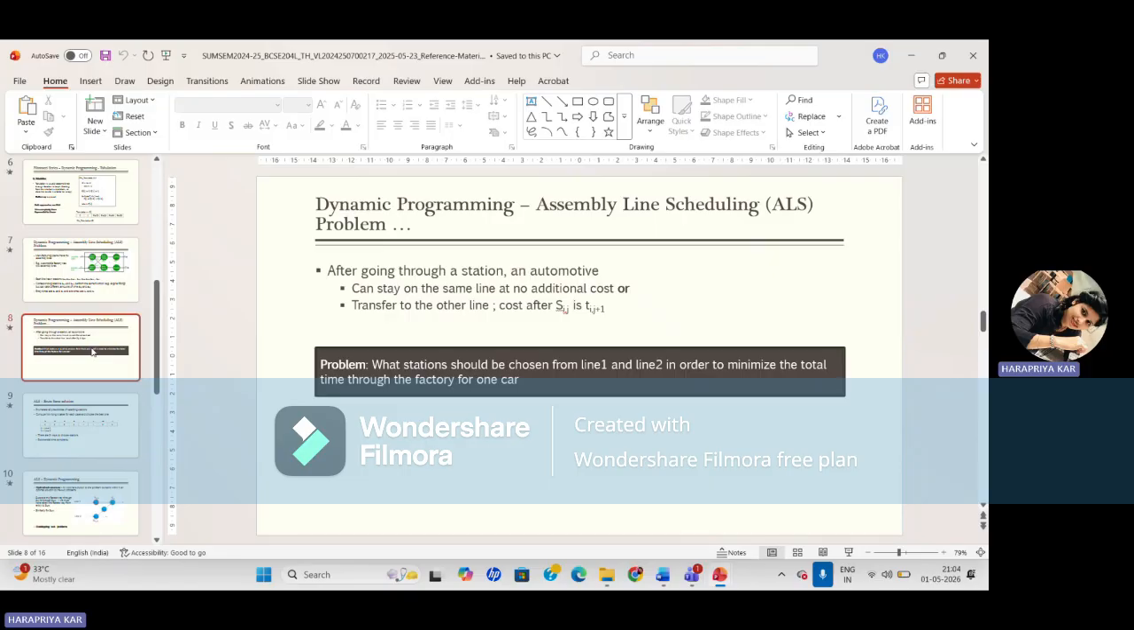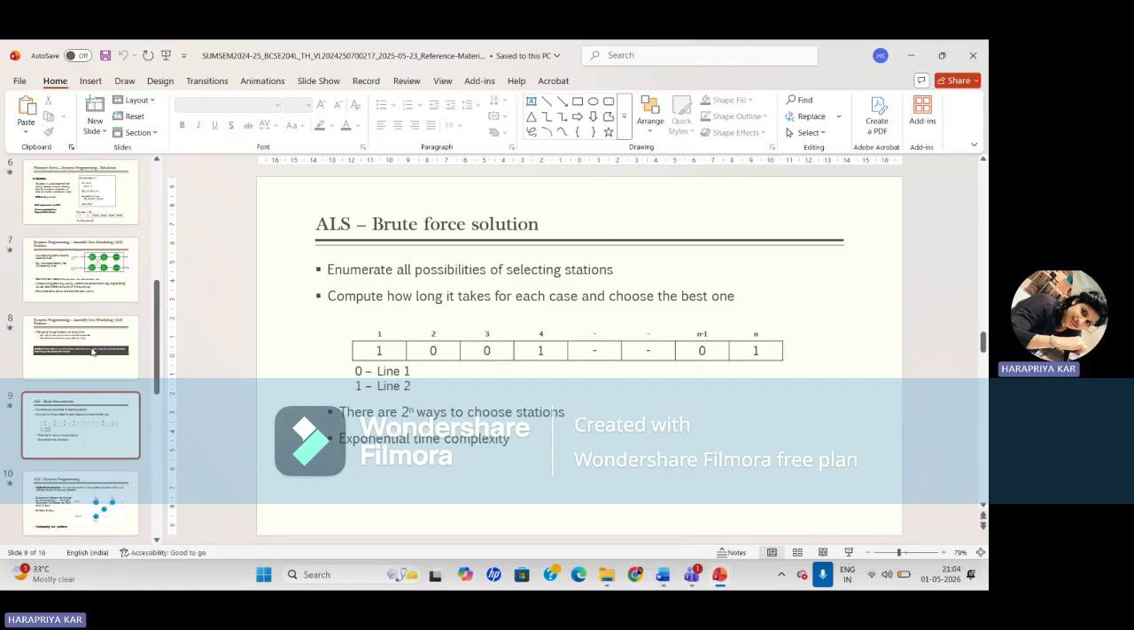Here you can see we enumerate all possibilities of selecting stations. We have to check all the possibilities, because here S1 to Sn is there, and here also S1 to Sn is there.